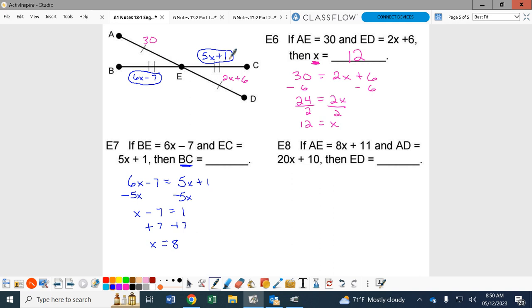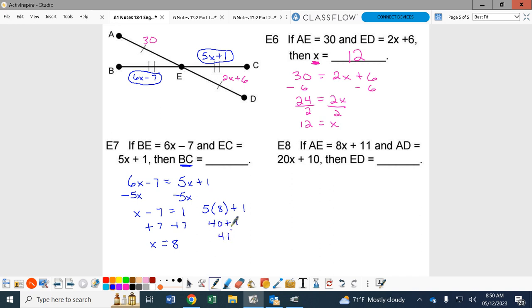Guys, do we need to plug it back into both of them? Why don't we? They're the same. You don't need to. So plug it back into either one. I'm going to do the one with the plus just because it's easier. 5 times 8 plus 1. It doesn't matter which one you plugged it into. 5 times 8 would be 40 plus 1, which would be 41.